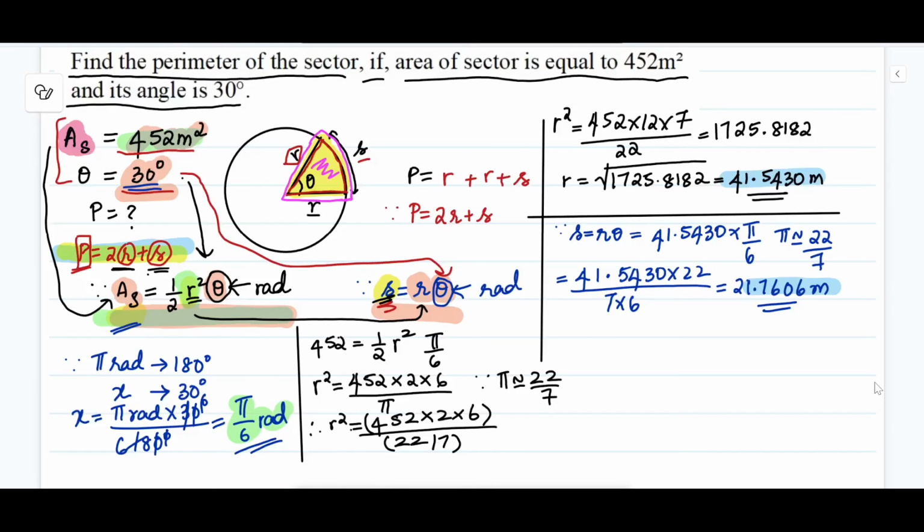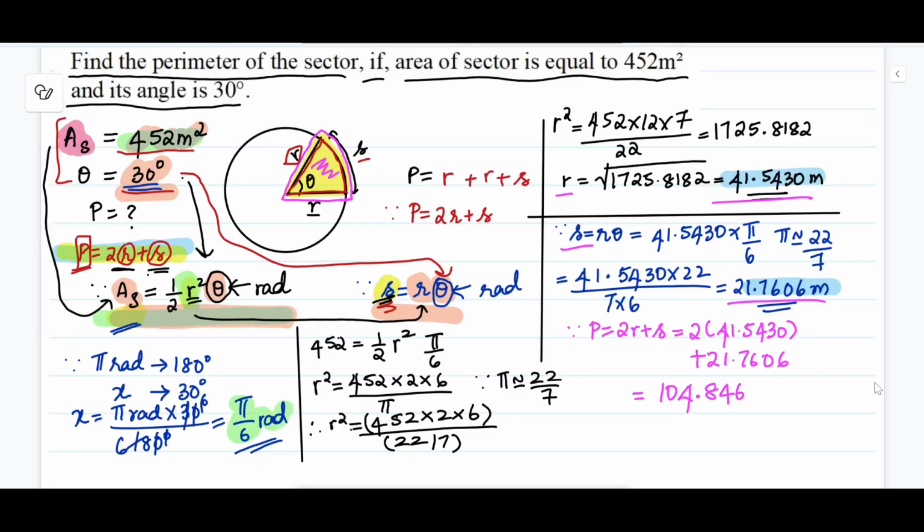Next, finally, we can substitute this value of s and the value of the radius in the perimeter formula to find the perimeter of the given sector. For all, perimeter of a sector is equal to 2r plus s, which is equal to 2 into 41.5430, which is here the radius of the circle, plus the length of the arc, that is s, which is 21.7606 meters. When we do the calculations, we get 104.8466 meters. So this is the perimeter of the given sector. This will be our final answer.